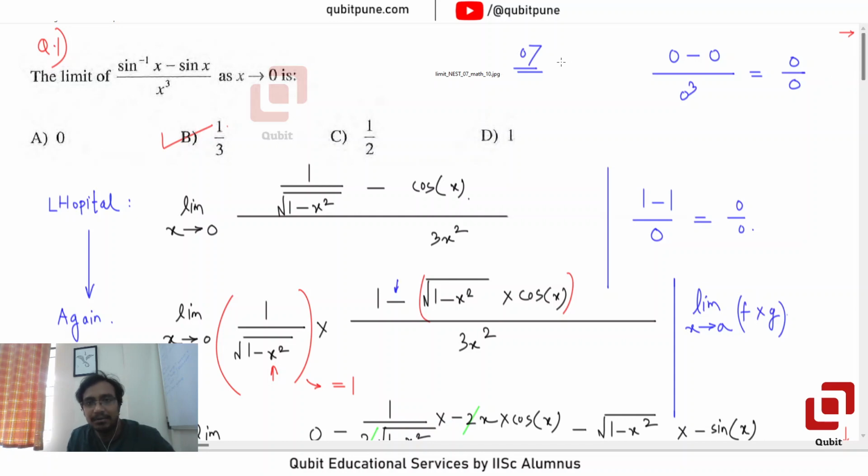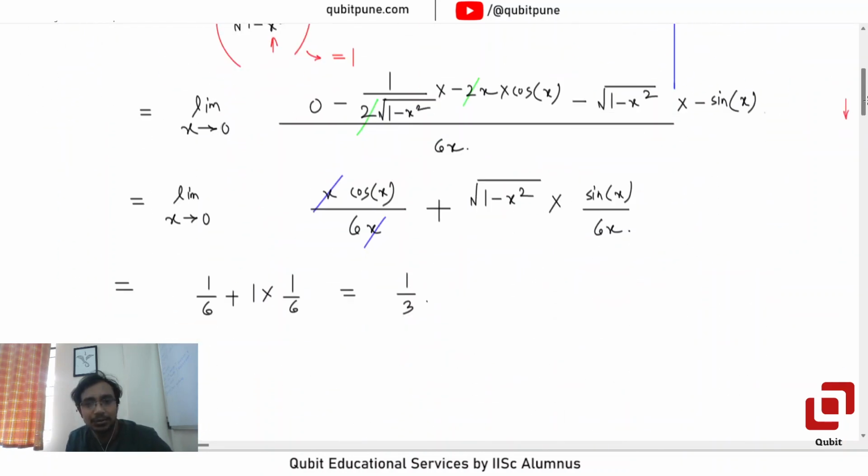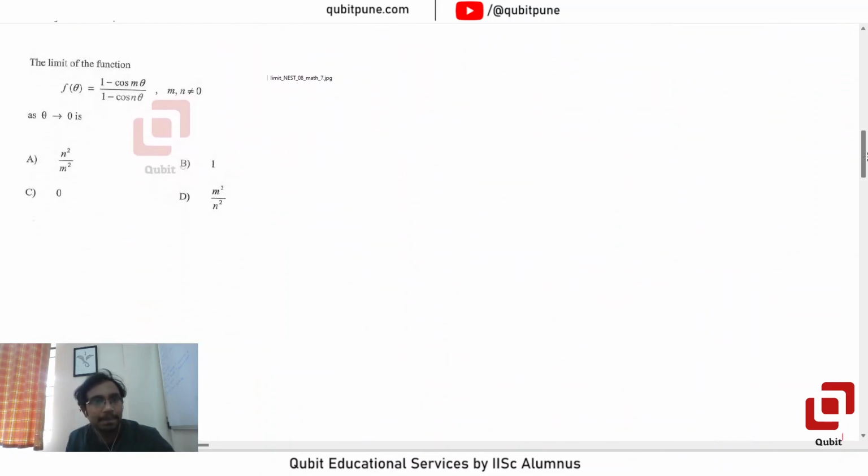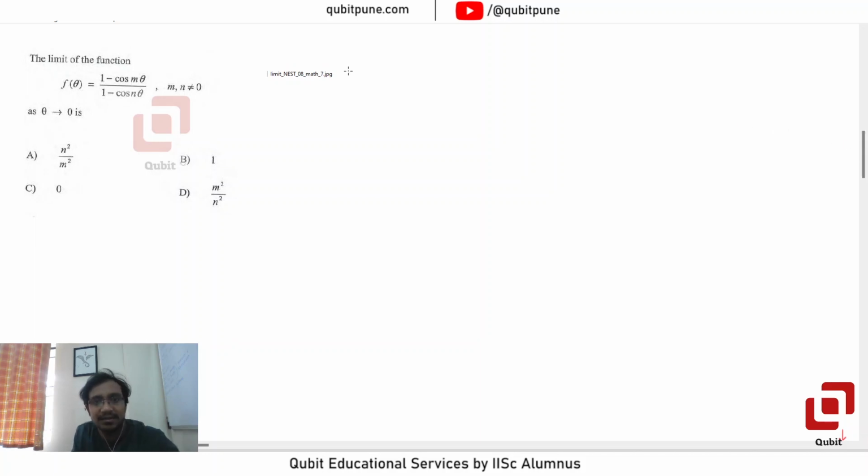Now also listed down the year there. Let's go to the second one. This came in 2008. Our second question. The limit of the function f of theta equal to 1 minus cos of m theta upon 1 minus cos of n theta, both m and n not 0, as theta tends to 0 is n squared upon m squared, 1, 0, m squared upon n squared.